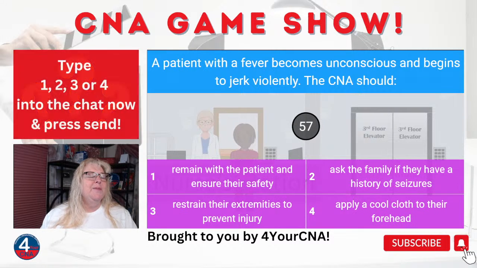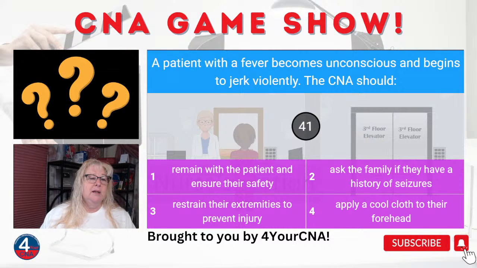All right, next question. A patient with a fever becomes unconscious and begins to jerk violently. The CNA should: 1. Remain with the patient and ensure their safety. 2. Ask the family if they have a history of seizures.